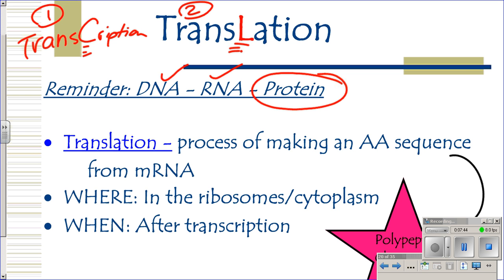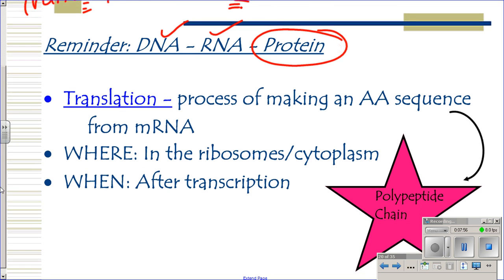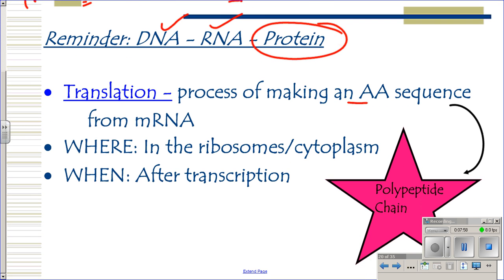All right, so now we're going to talk about finally making that protein. But proteins don't come as one big honking piece. They are made of little tiny subunits, Legos, that we call amino acids. So actually what translation is, it's the process of making the amino acid sequence from the sneaky messenger mRNA. All right, so you got the end goal, right? This is the end goal of translation.